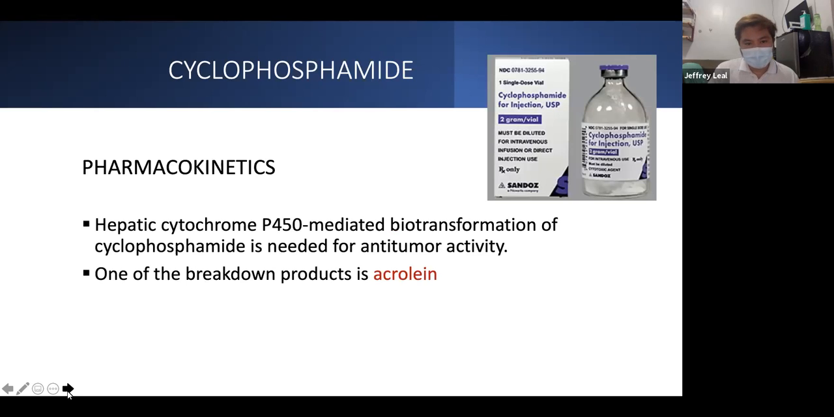Okay? Let's go to your cyclophosphamide. Yung hepatic cytochrome P450 mediated biotransformation is needed for its anti-tumor activity. Okay, and one of the main breakdown products of your cyclophosphamide is the acrolein. Yung mga undergoing ng chemo na ang ginagamit is cyclophosphamide, nagkakaroon ng hemorrhagic cystitis. Reddish yung ihi, may dugo yung ihi because of the breakdown product which is acrolein. So ang ginagawa nila doon, ina-hydrate lang yung pasyente. Tapos may tinatawag na mesna na binibigay sa pasyente to counteract the effect of your acrolein. Okay?